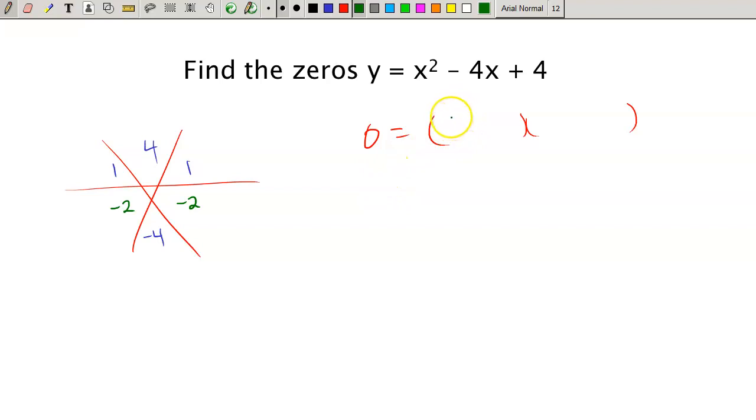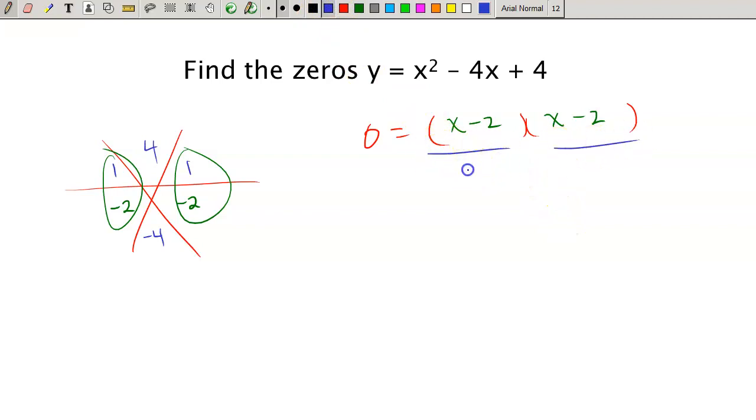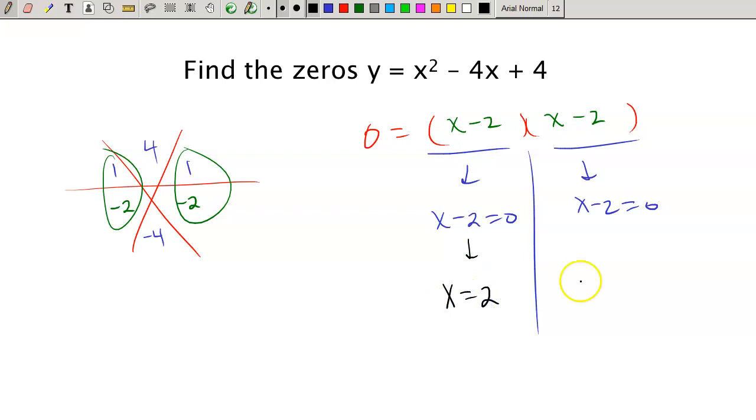So I factor this to x minus 2 and another x minus 2. So that's how I factor that. And then if I want to solve it, then I set x minus 2 equal to 0, and I also set the other x minus 2 equal to 0, which of course is going to give me the same answer. So this is going to give me x equals 2, and the other one gives me the same answer. So there's really just one answer here, and that is x equals 2.